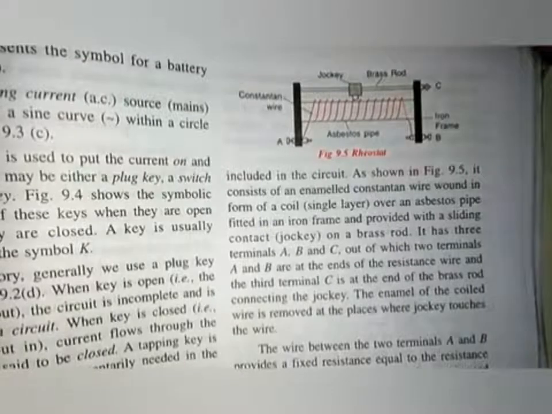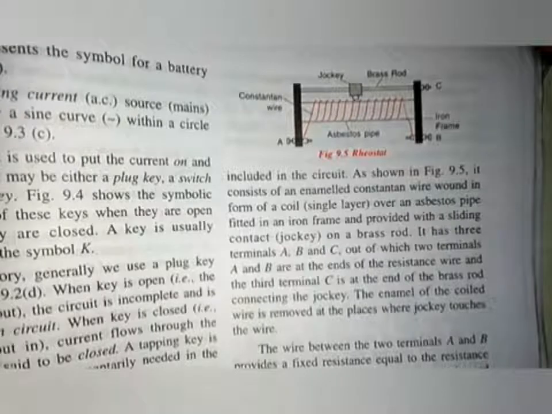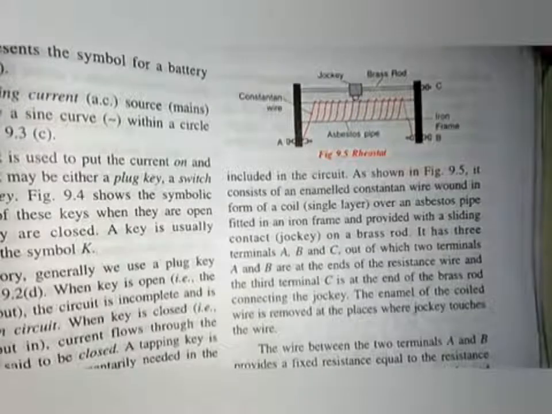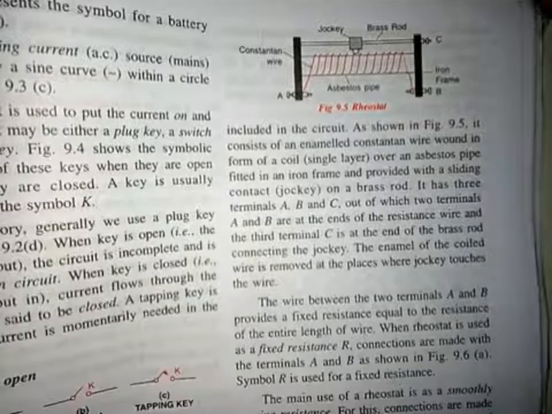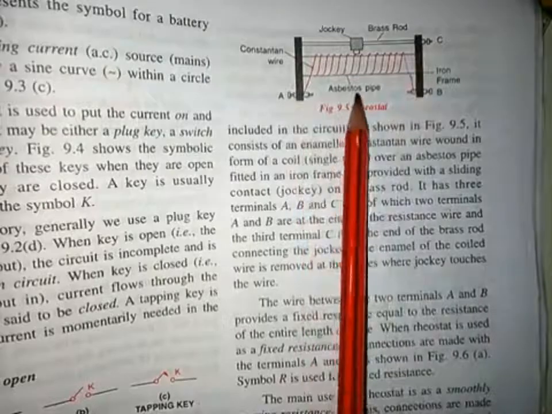Rheostat. A rheostat is a device by which resistance in a circuit can be varied continuously. It is used to adjust the magnitude of current in a circuit by changing the length of resistance wire included in the circuit. This is the figure of a rheostat.